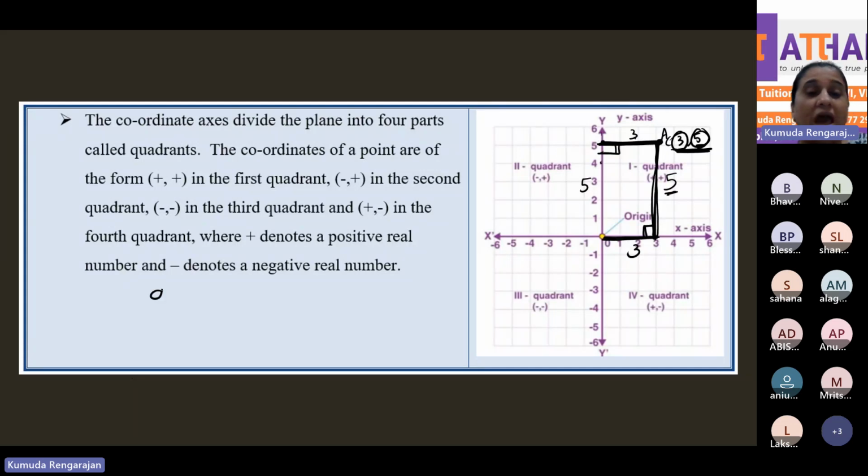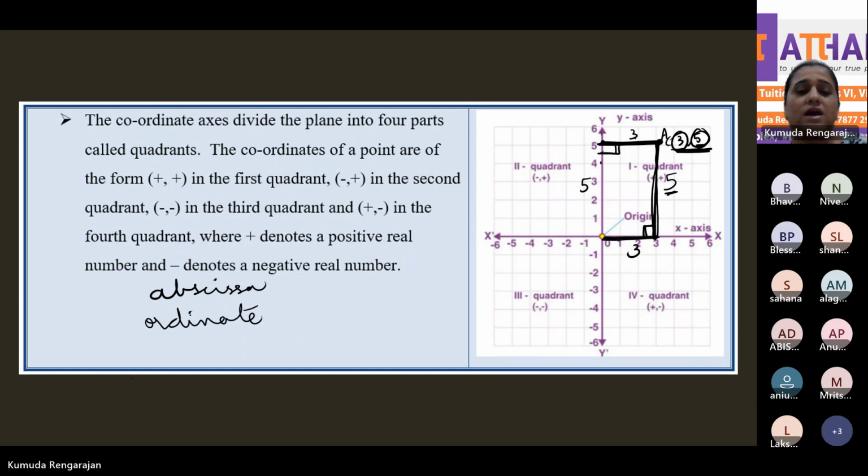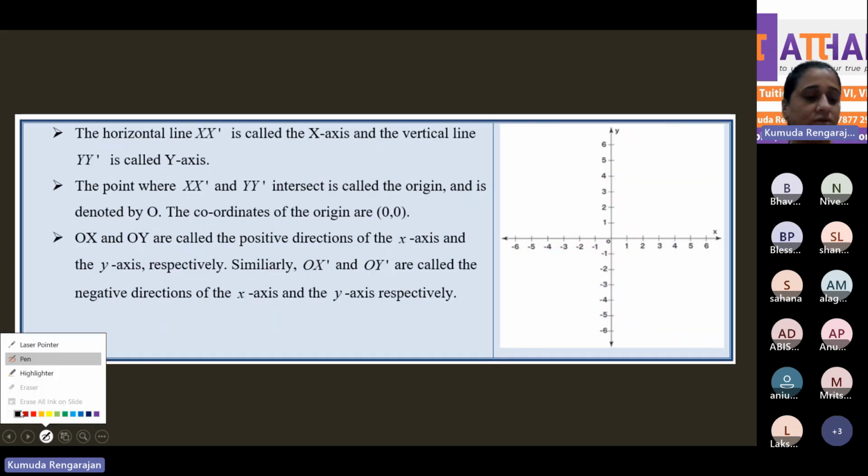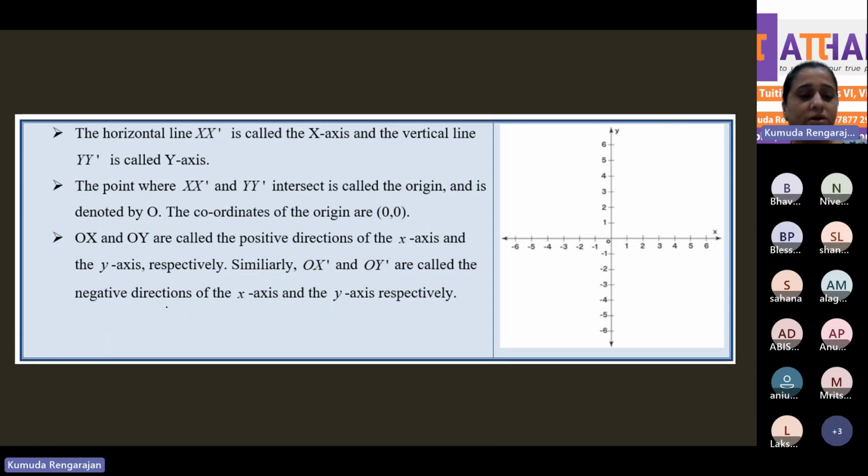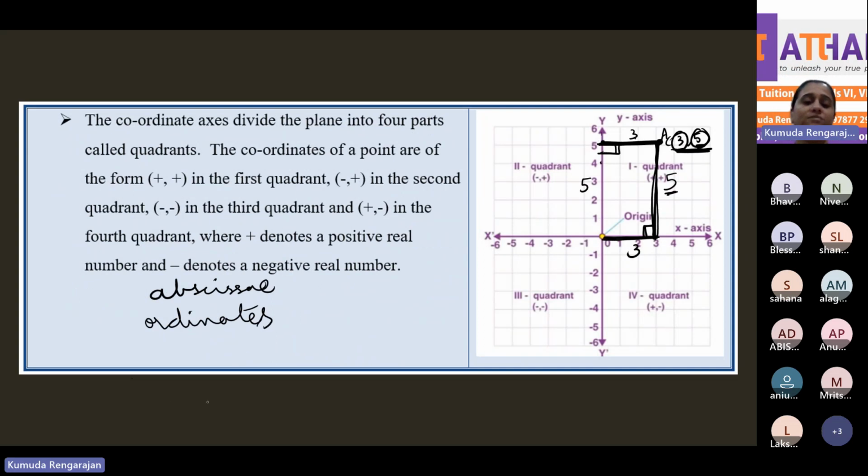The X coordinate is also called the abscissa. And the Y coordinate is also called the ordinate. Abscissa, plural abscissae. Ordinate, plural ordinates. You must have come across this in biology. In biology, we say amoeba, amoebae. Similarly, abscissa, abscissae. Abscissae is the plural form of abscissa. Ordinates is the plural form of ordinate.